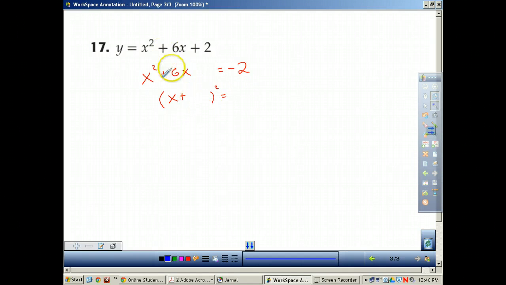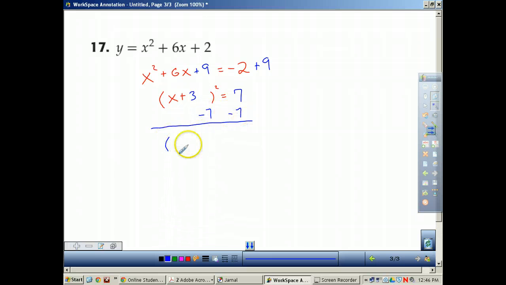Once you're ready, take half of b, which is 3, square it, is 9. Same thing both sides, and then simplify. -2 plus 9, or 9 minus 2, which is 7. So normally, if we wanted to get the roots, x-intercepts, we can square root both sides and finish it. But if we just want the vertex and only the vertex, or if we want to write in vertex form, move the 7 or move whatever number is there back over.